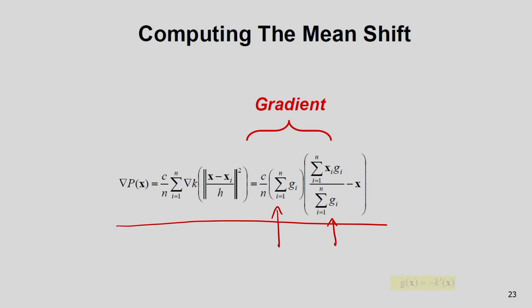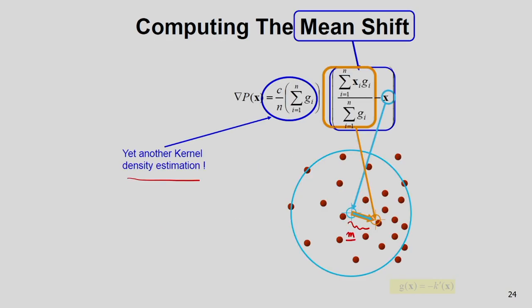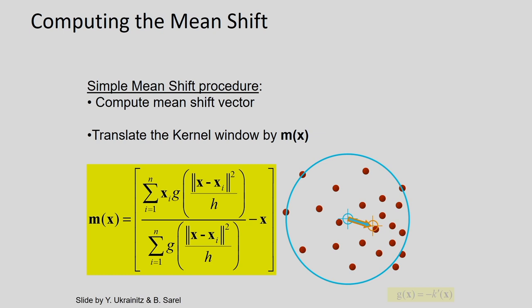So moving to the next slide, now I will show what is actually the first term and what is the second term. The first term is nothing but the kernel density estimation. And the second term is nothing but the estimation of the mean shift vector. So what is the mean shift vector? Here I am showing what is the mean shift vector. In this expression, I am determining the mean shift vector m(x).